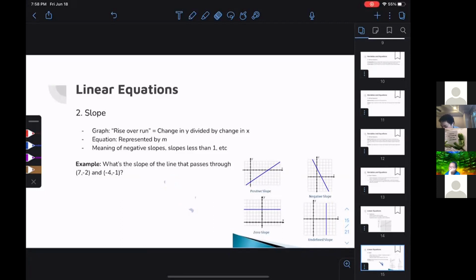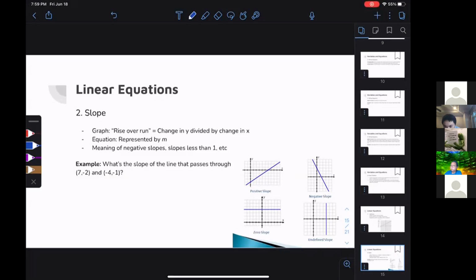And the class time is almost up. But just one quick last question before you go. What's the slope of the line that passes through 7, -2 and -4, -1? Does anybody want to do this really quickly? I don't see a correct answer yet, so I'll just do this quickly.